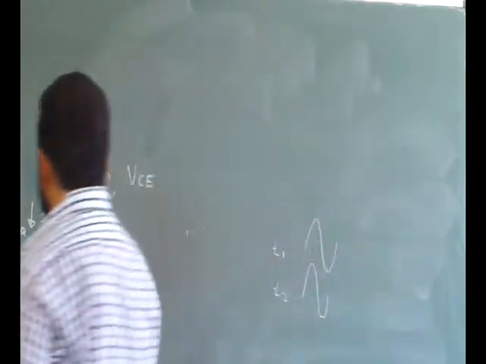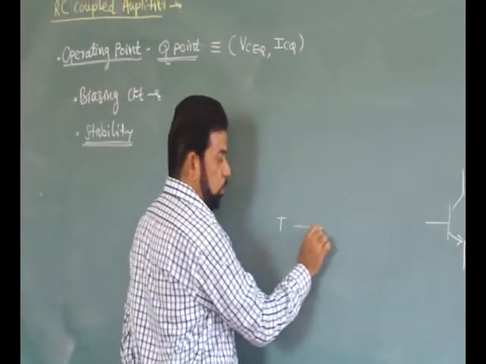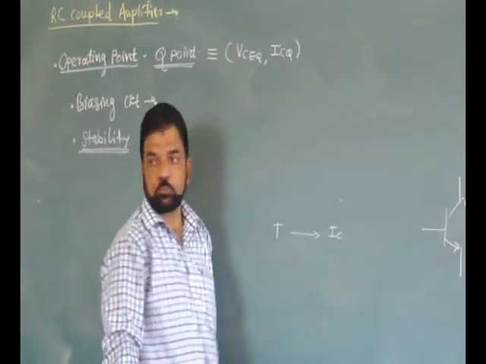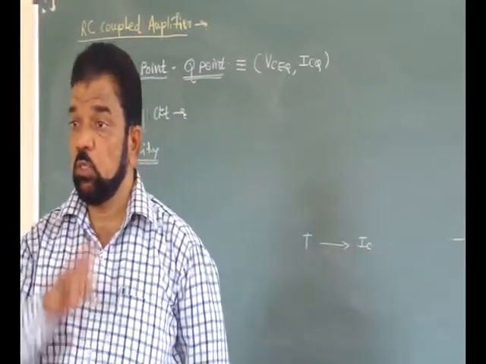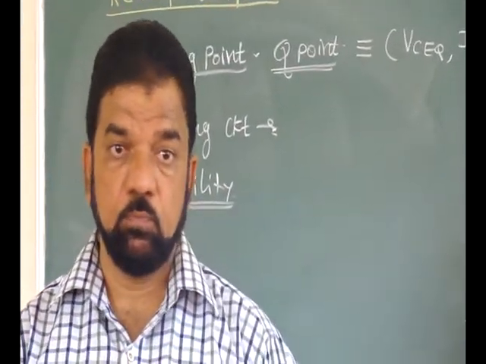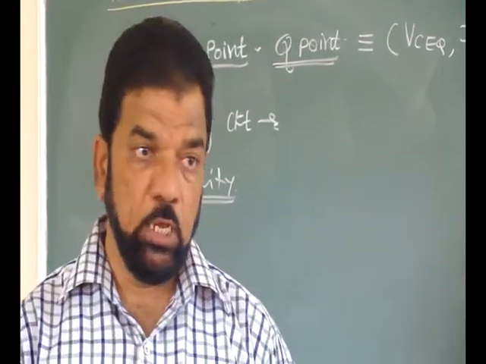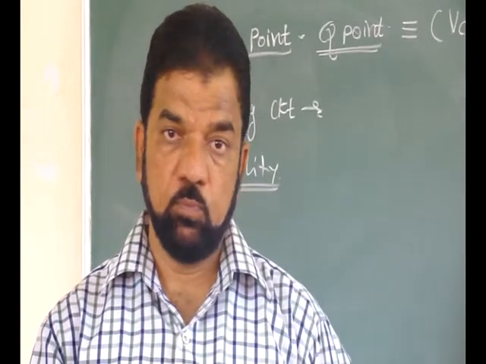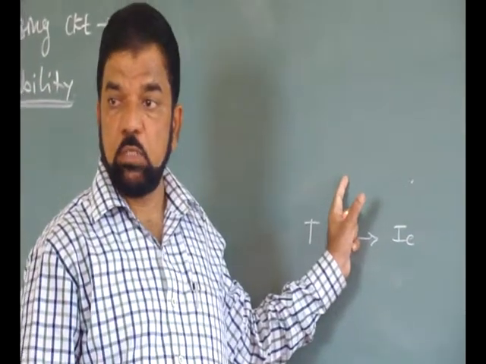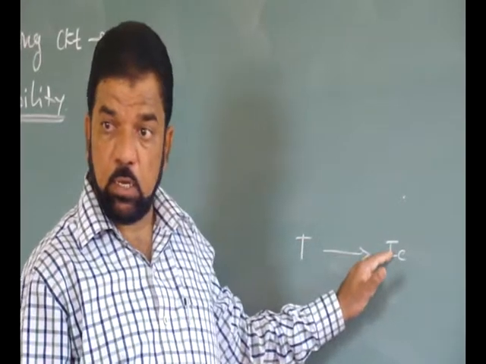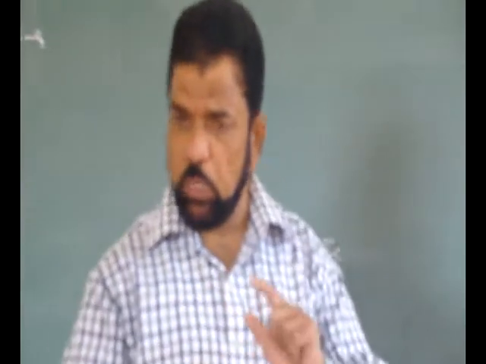If temperature gets changed, this temperature will cause a change in IC. Because of the change in temperature, your leakage current gets changed, because leakage current is due to minority carriers, and minority carriers are temperature sensitive. How does the process go? If temperature is changing, leakage current gets changed. If the leakage current gets changed, again the collector current gets changed. And because of the change in collector current, temperature gets changed. So this is a continuous process.